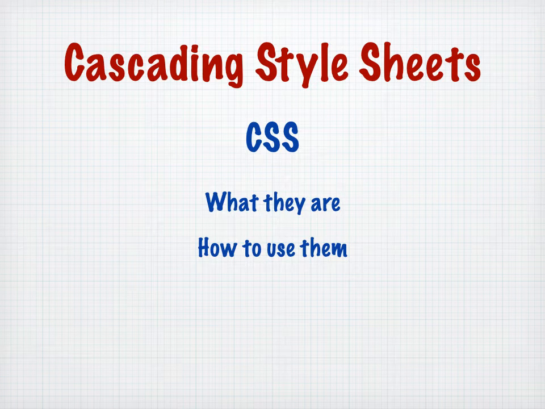So let's have a look at a way for us to actually style information in our HTML pages. To do that, we're going to use cascading style sheets, or often that's the acronym we see. The acronym for that is CSS. So let's talk about what it is and how we actually use it.